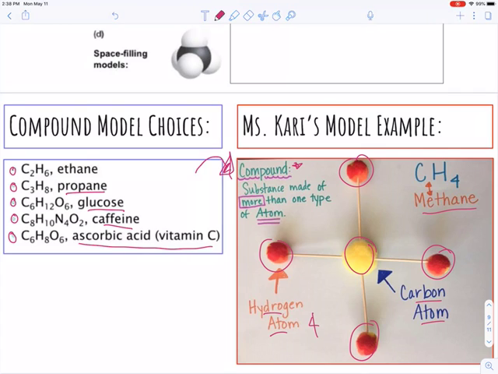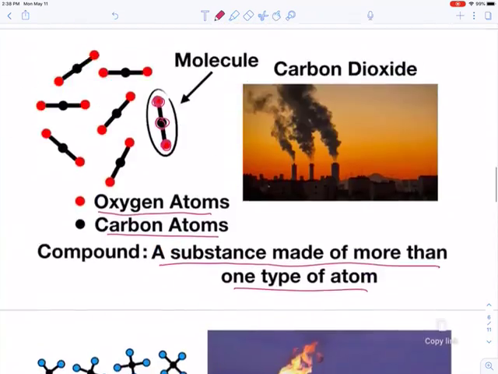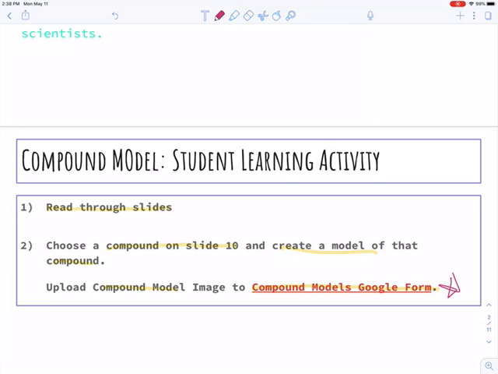You should take time to choose one of these and create a model of it. Submit it on that Google form that is back on the first slide right here.